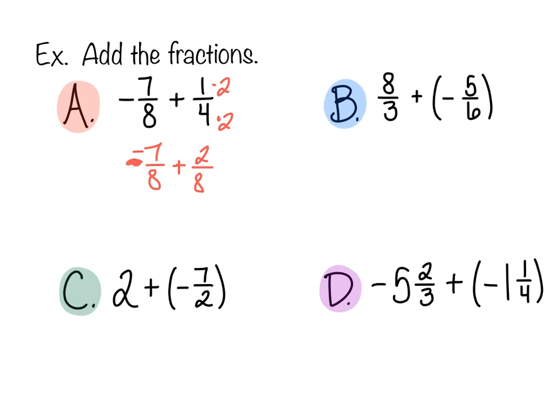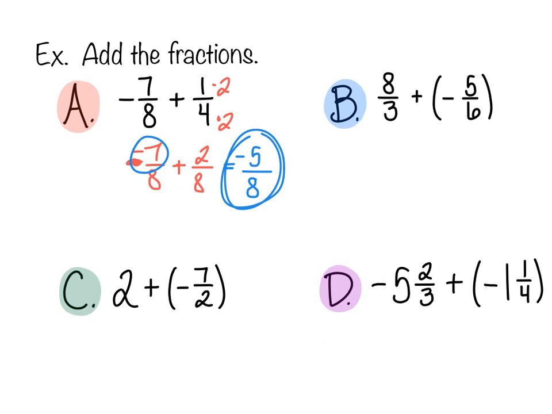Now that we've got a common denominator, we want to check the signs. We want to subtract here because we have different signs. So because we have different signs, 7 minus 2 is 5. Remember, different signs subtract, keep the sign of the larger number, so it's going to be -5, and then we just keep that denominator as it is. So -5/8 is our answer for example A.